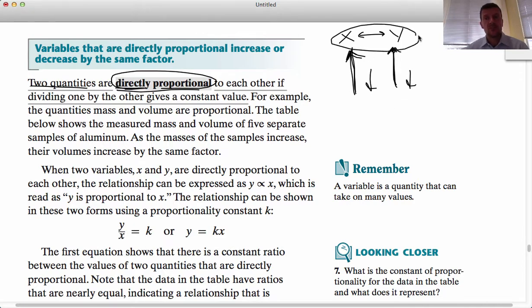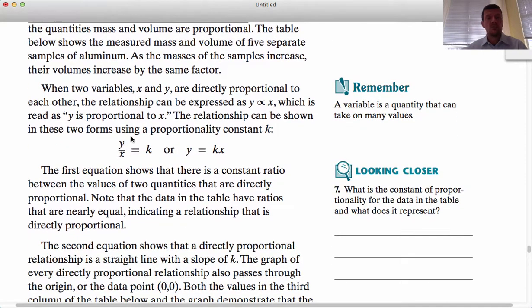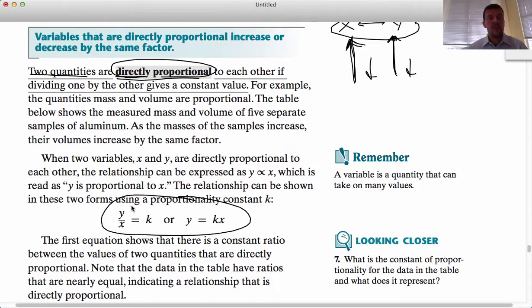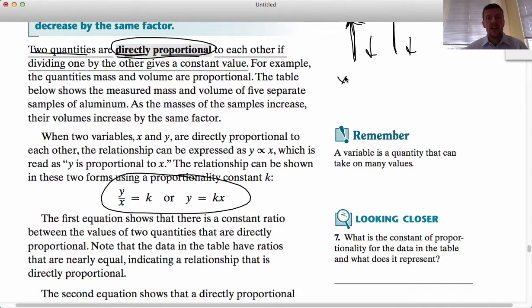That relationship is described mathematically by writing it one of two ways. You can say that y over x, meaning the ratio here, is going to be a constant. So that just means that, let's say y goes up, well, x has got to go up too in order to keep this ratio the same. Or you can write it as y equals kx.